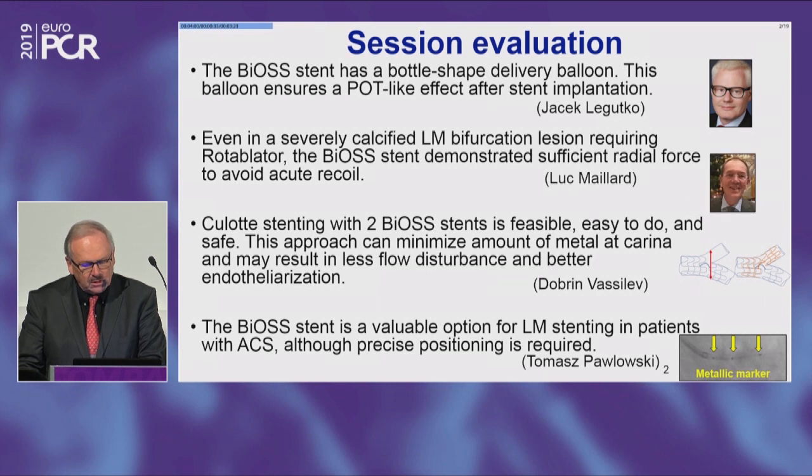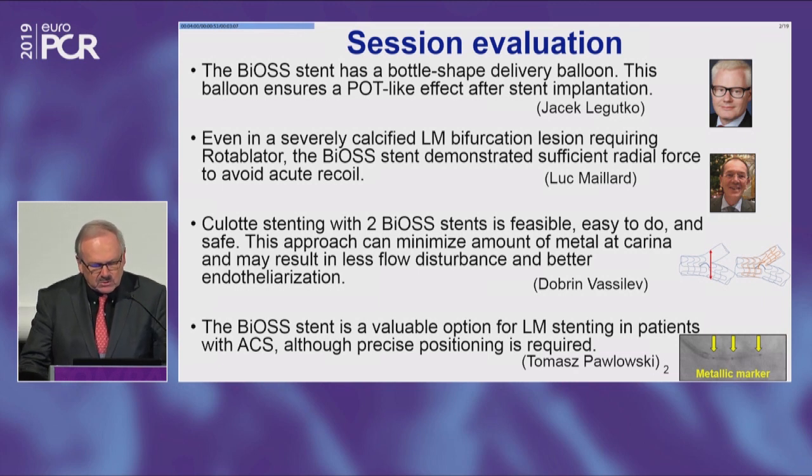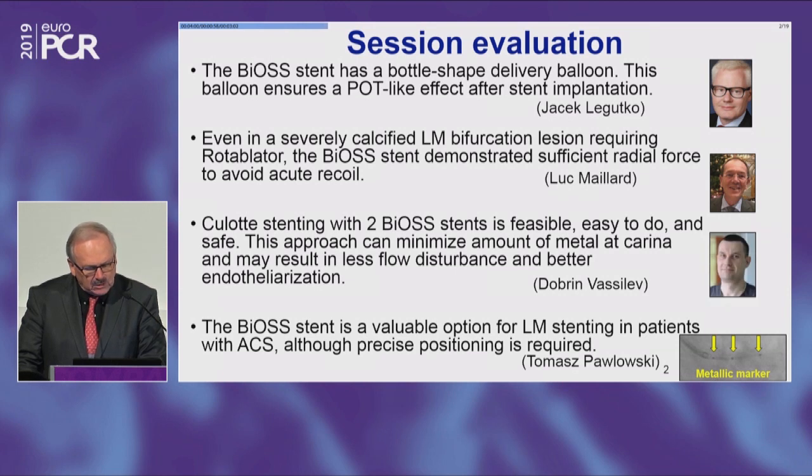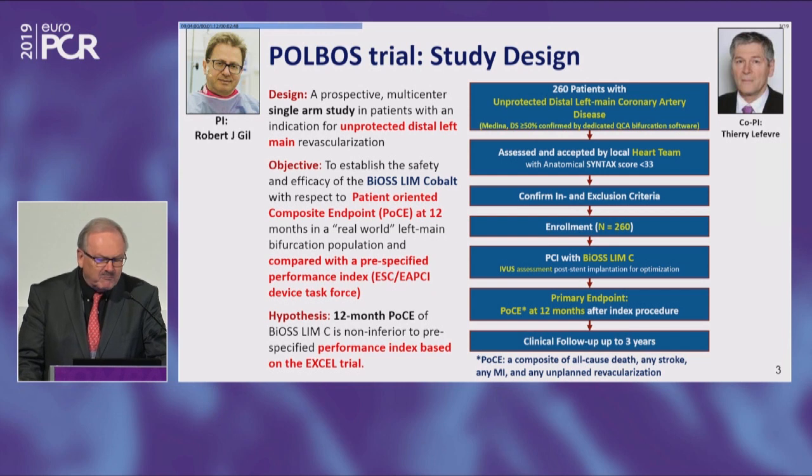That was Luc Maillard. Culotte stenting with two BiOSS stents is feasible, easy to do, and safe. This approach can minimize the amount of metal at the carina and may result in less flow disturbance and better endothelialization. That was Dobrin. And finally, the BiOSS stent is a valuable option for left main stenting in patients with ACS, although precise positioning is required. That was Thomas. So I've been convinced that this technology is valuable.